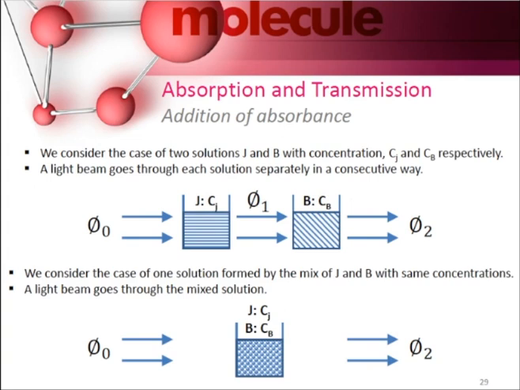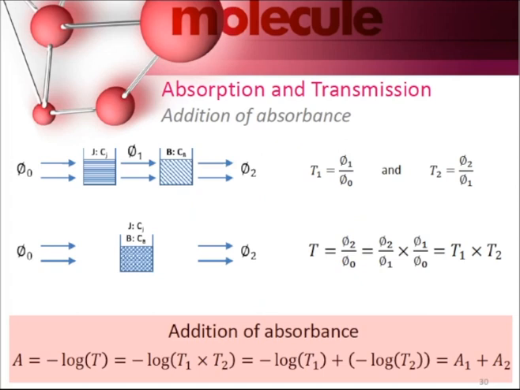And we can actually also mix these two together in one container, and then send phi 0, and then get at the output phi 2, which is the same. So basically this means that having these two in series, the one after the other, is similar to mixing them. But let's do the calculations. Now, the transmission T1 through the first substance is simply phi 1 over phi 0, and we just have seen that before. And then transmission through the second substance is phi 2 over phi 1.